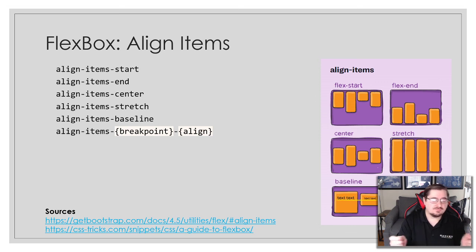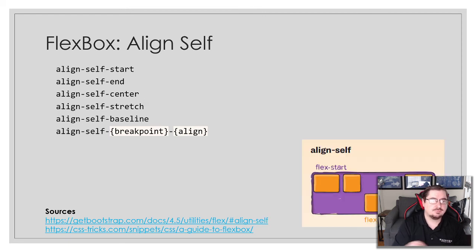Remember, align-items aligns them on the cross-axis, so we can set that to start, end, center, stretch, or baseline using the classes here. We can also use breakpoints with this alignment just like the other ones.